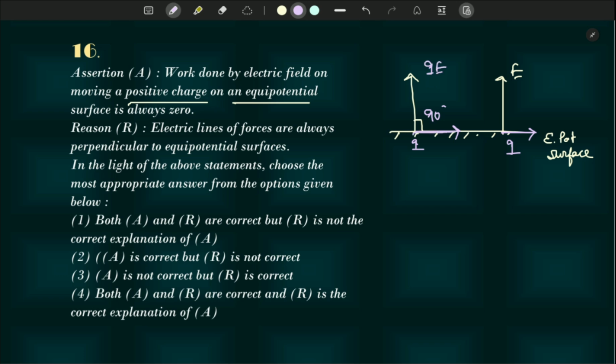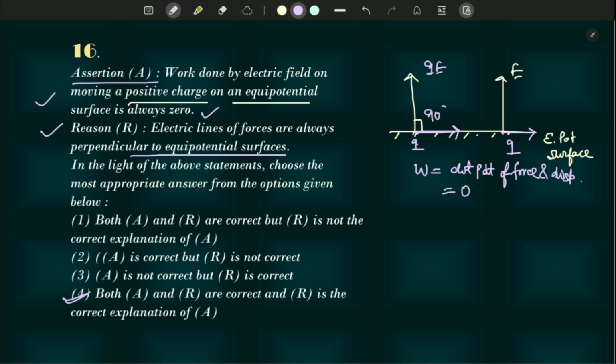So 90 degrees is the angle between the displacement and the force. So work done will be the dot product of force and displacement. So the dot product will always be 0, cos 90 is 0. So always 0 is correct. So the assertion here is correct. Given reason is electric lines of force are always perpendicular to equipotential surface. So this is definitely the correct reason. I have shown right here that electric lines of force are perpendicular to equipotential surface. So both A and R are correct, and R is also the correct explanation. So option 4, both A and R are correct and R is the correct explanation of A. This is the correct answer to this question.